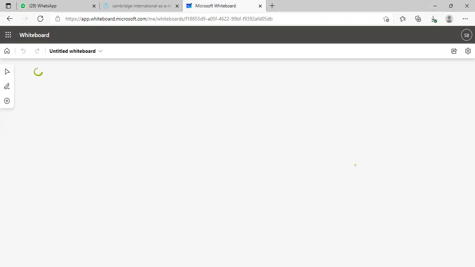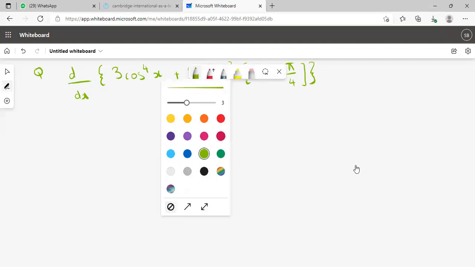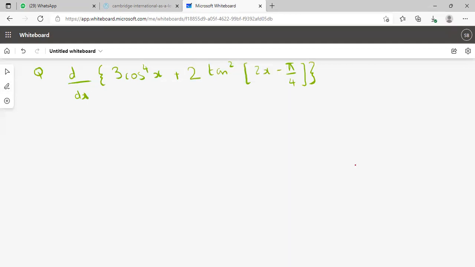So this is the second homework question. We have to differentiate this expression. And what is the expression? 3 cos 4x plus 2 tan square 2x minus pi by 4. This is the question which you were asked to differentiate. And this is how we are going to do it. So this is a plus sign. First, we will differentiate this function, then we will differentiate this function, and we are simply going to add the answers. So let's talk about the solution now.